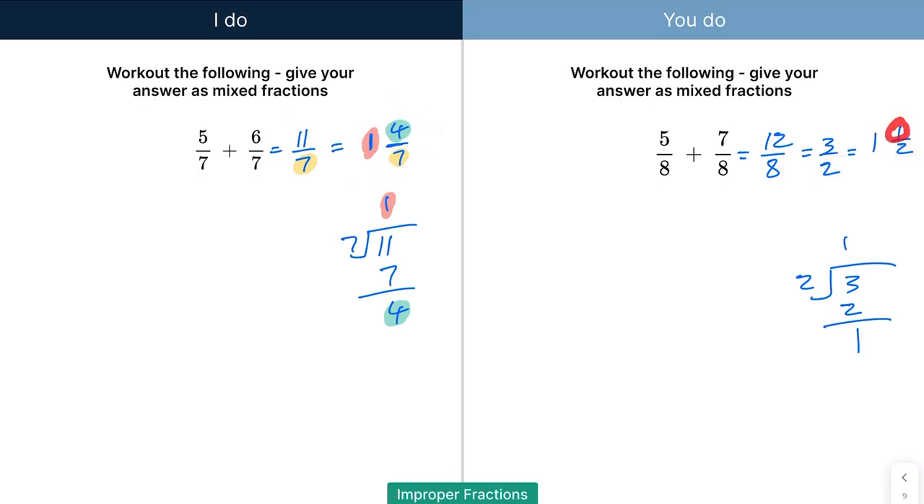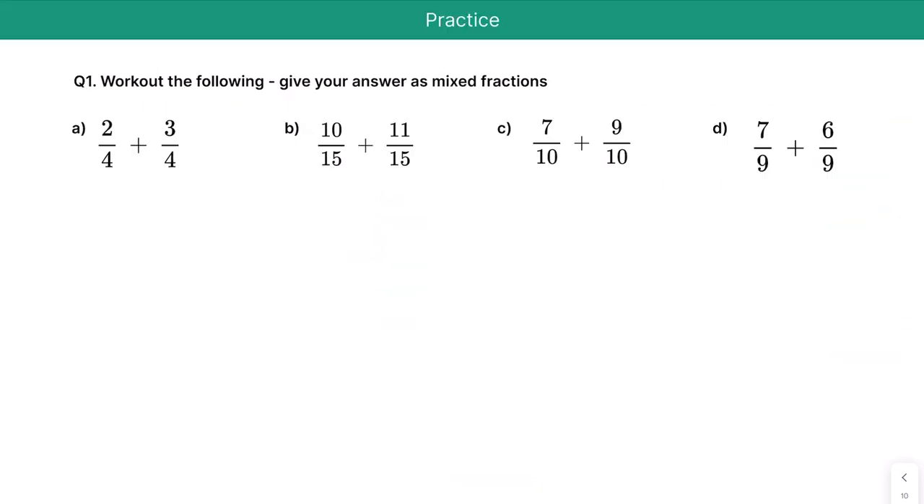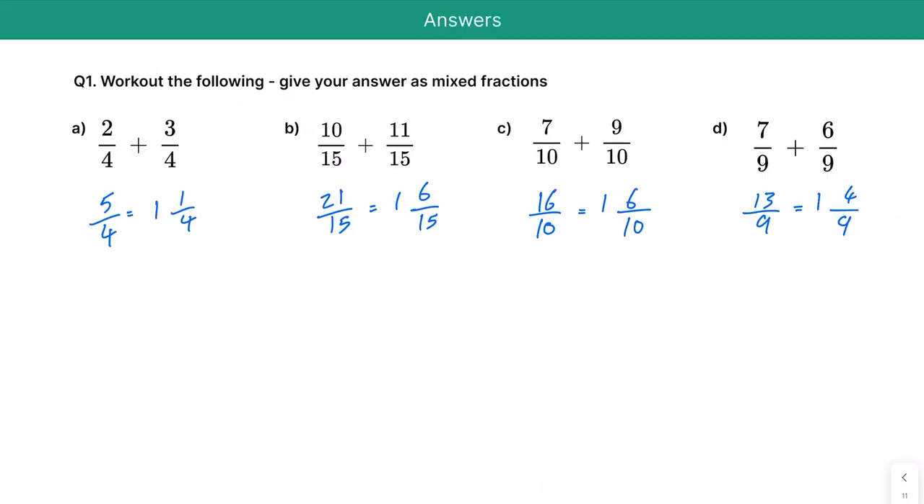The 1 at the top comes from the remainder, and then the 1 outside comes from that there. So press pause and have a go. Here are the answers. Mark your work.